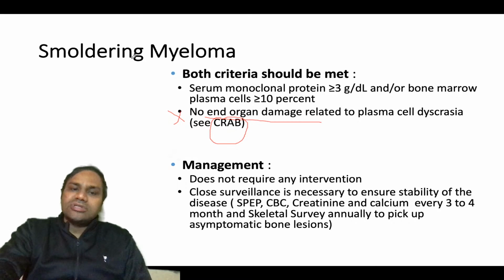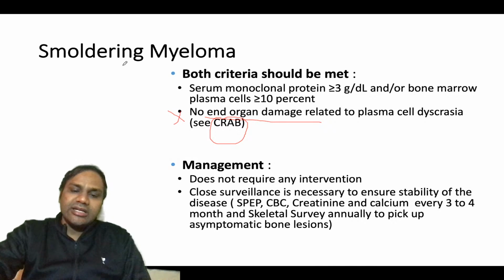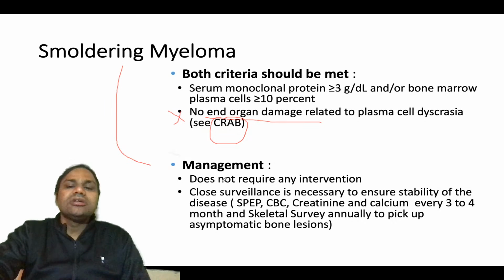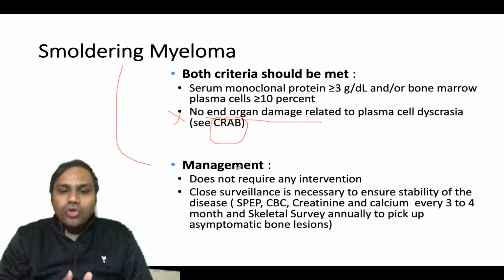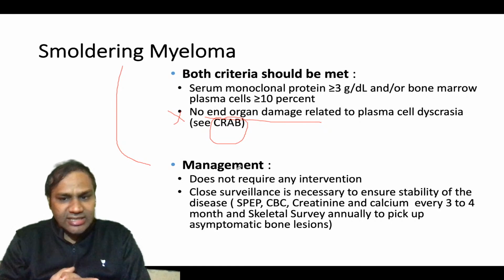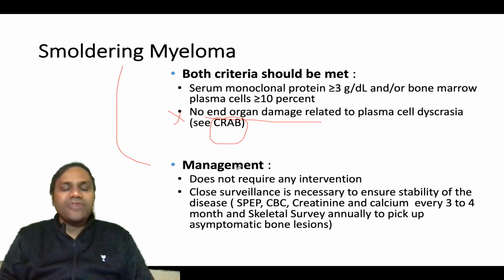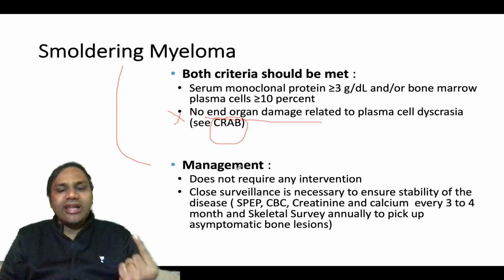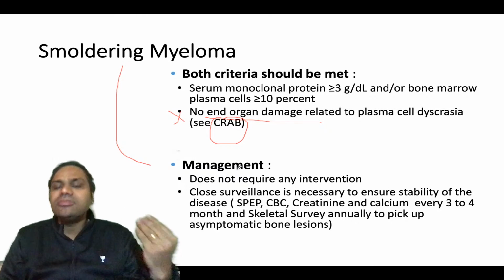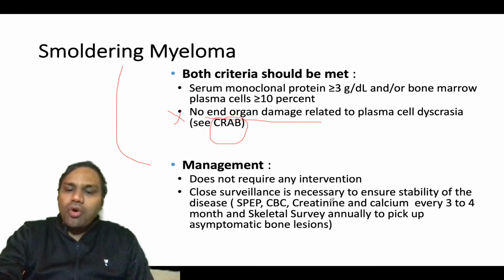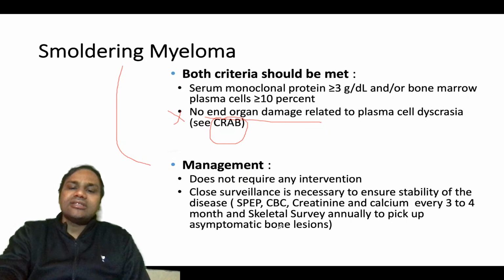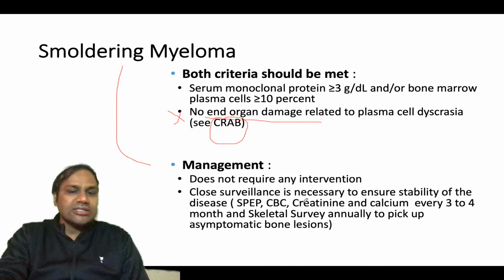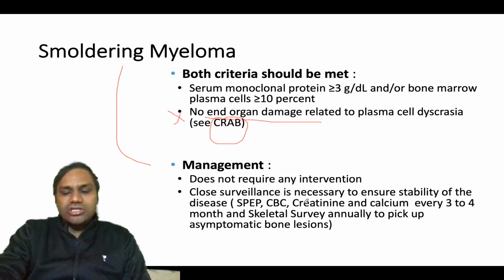Smoldering myeloma basically doesn't require any type of intervention, but close surveillance of the patient is very, very necessary. You need to do serum protein electrophoresis, CBC, creatinine and calcium every 3 to 4 months, and a skeletal survey annually to pick up any asymptomatic bone lesion. So this is very much important in case of smoldering myeloma.